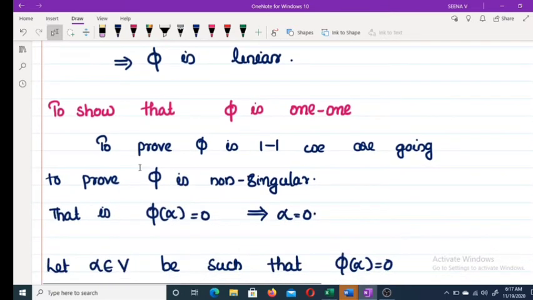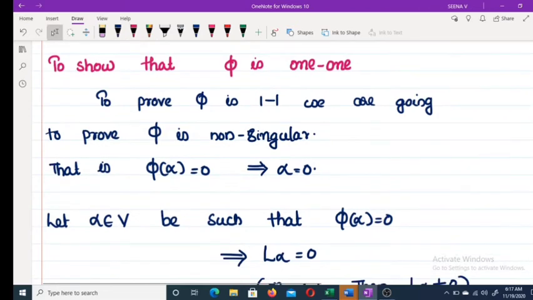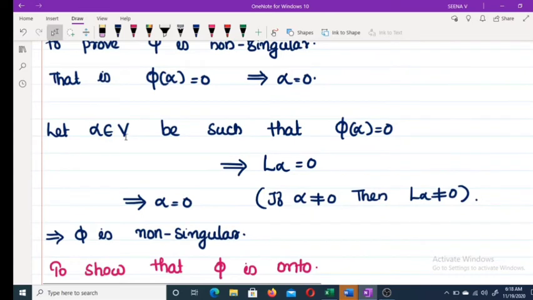Now we have to prove phi is 1 to 1. To prove phi is 1 to 1, it is enough to prove that phi is non-singular. Now what is phi is non-singular? Phi is non-singular means phi of alpha equal to 0 implies alpha equal to 0. This is the definition of the non-singular property. So we are proving: let alpha belongs to V be such that phi alpha equal to 0. This implies L alpha equal to 0. This implies alpha equal to 0.